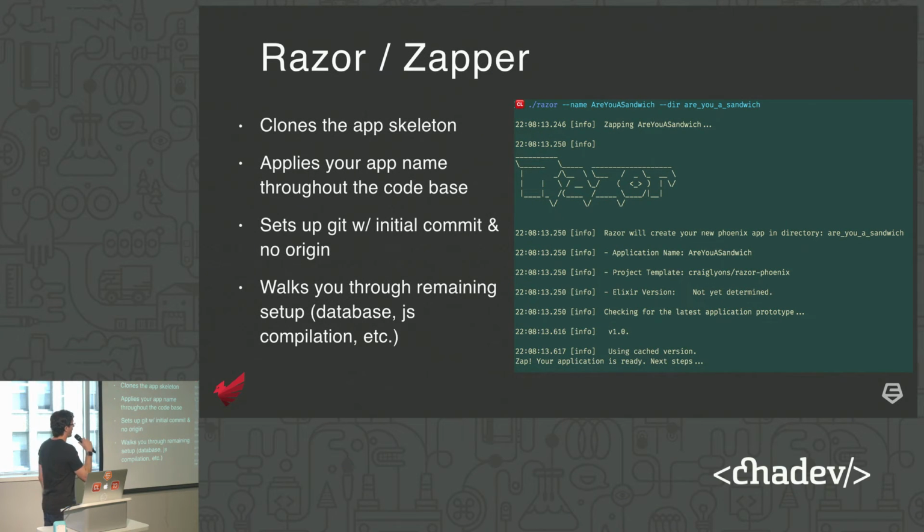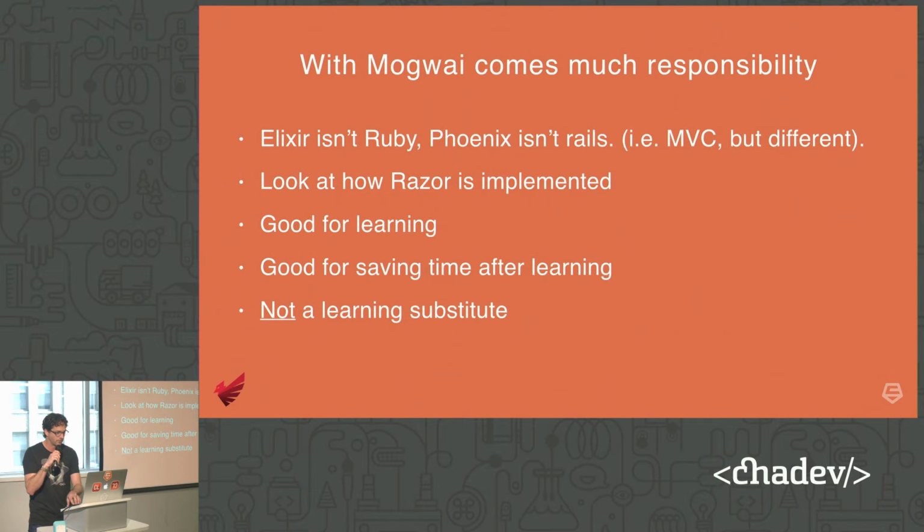Separate repo, this is the Zapper. So we clone the app skeleton, and then we let you apply a name. For example, are you a sandwich? And it'll go and it'll replace all instances of that through your code base, whether it's in the file or the file names themselves. It'll slam up a Git repo for you with no origin, so then you can put it up yourself wherever it needs to go. And then it walks you through whatever setup is left in terms of setting up a database and JavaScript compilation, that kind of stuff.